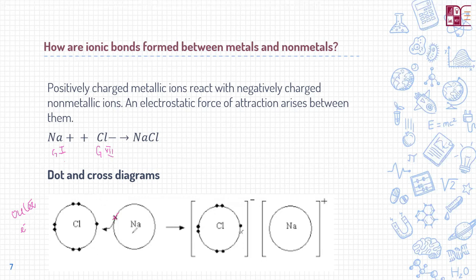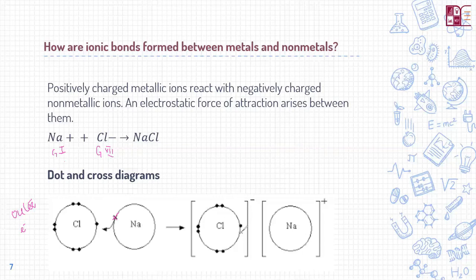So dots and crosses. These are transferred, and when they're transferred, the atoms are going to automatically become ions. Sodium has lost its one electron because it was in group 1, so it has one valence electron, whereas chlorine has 7 valence electrons because it is in group 7 of the periodic table. 1, 2, 3, 4, 5, 6, 7. So sodium is just going to transfer or lose its one electron, and chlorine is just going to gain one electron.